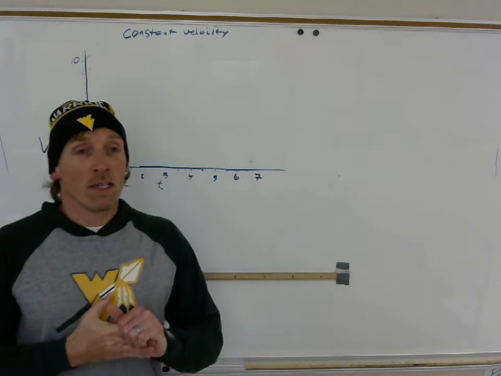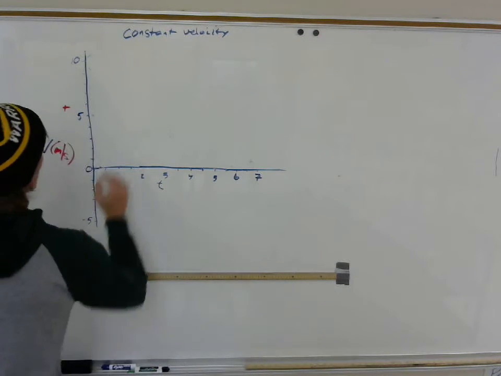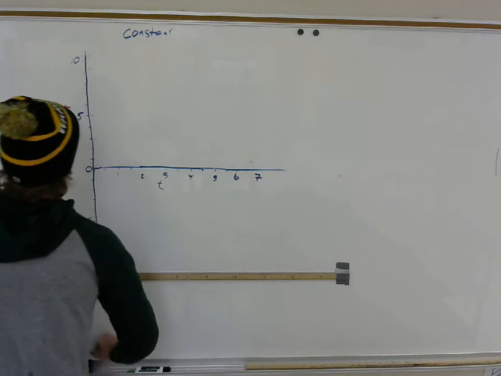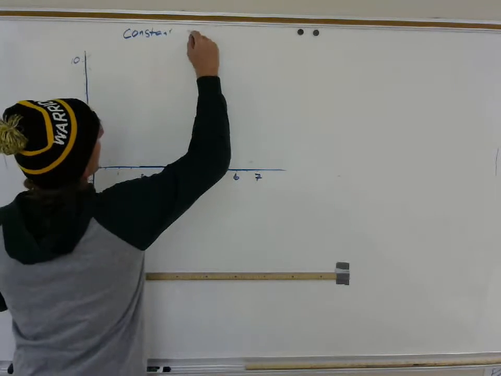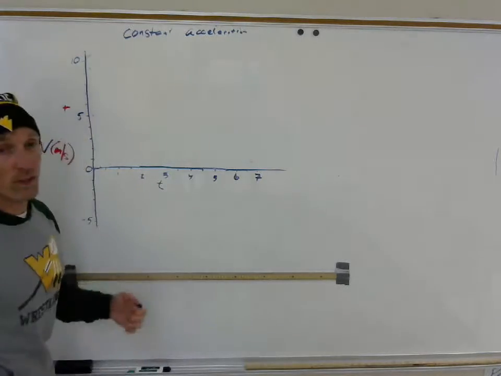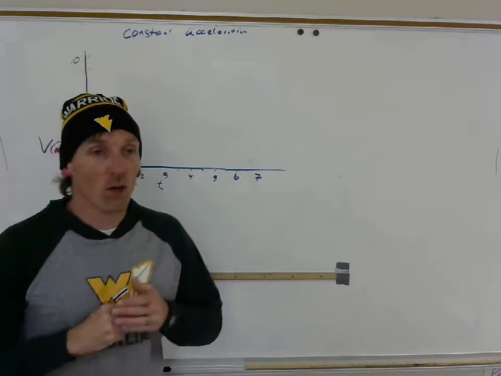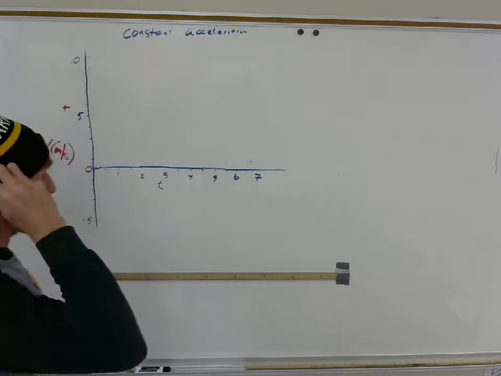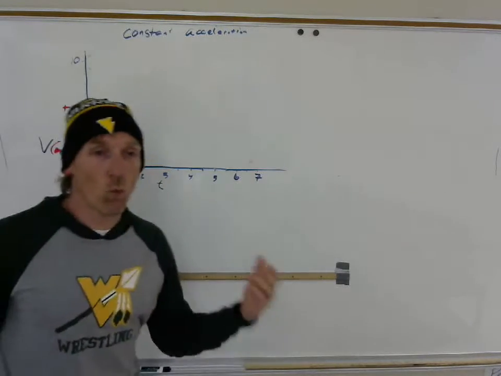All right, this video is going to be about constant acceleration. So we have acceleration now on a VT graph. It's going to look different than the velocity time graph. If you watch that video, it's going to look different than that, and we're going to see how it looks different and what that means.